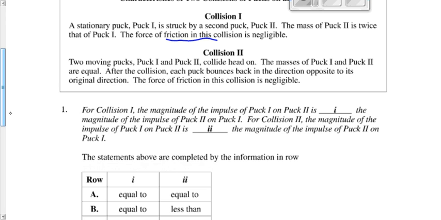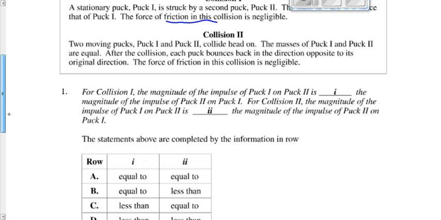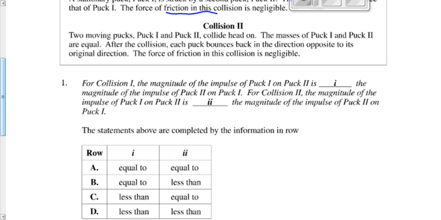All right, what's the question here? It says, for collision 1, the magnitude of the impulse of puck 1 on puck 2 is blank to the magnitude of the impulse of puck 2 on puck 1. What's the answer there? Is it equal to or is it less than because of the difference in masses? Who says it's equal? Who says the magnitude of the impulse is less? The magnitude of the impulse is equal.